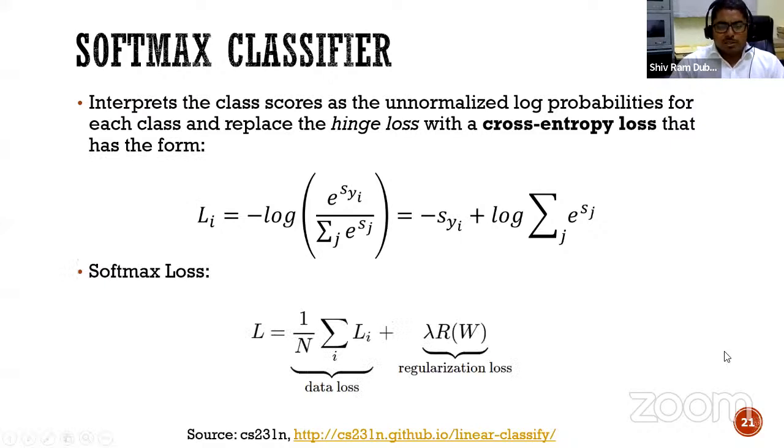So softmax loss generally has two parts. One is called the data loss, which is this particular equation, and another one is the regularization loss. Right now, we are not going into detail on regularization. We will go into it in the second session, where we will discuss generalization.